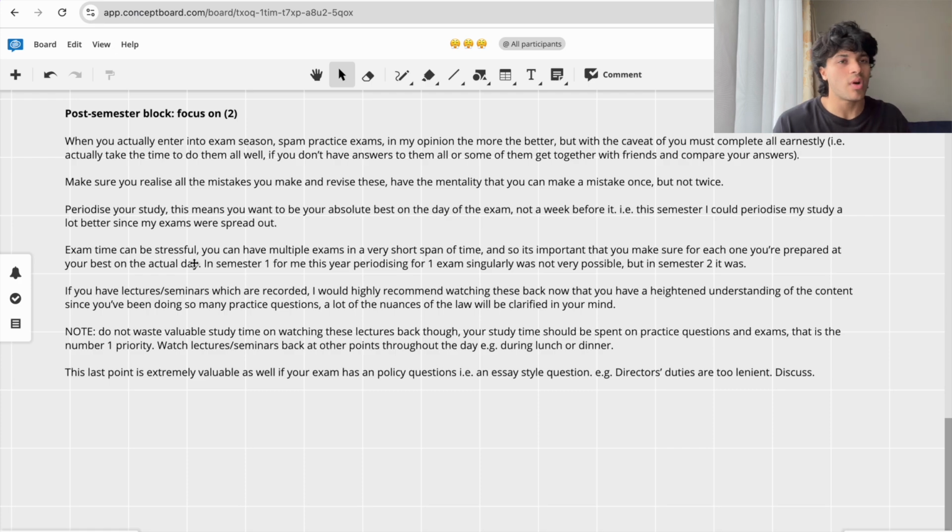For example, in semester 1 this year, periodizing for every exam singularly was not really possible, because I had my equity exam on the Monday, I had my constitutional law exam on the Tuesday, and then I had another commerce exam on the Wednesday. I couldn't just make sure for Monday I was at my absolute best and only studied equity, because the following day I had constitutional law, and the day after that I had commerce, so I had to balance them all up.